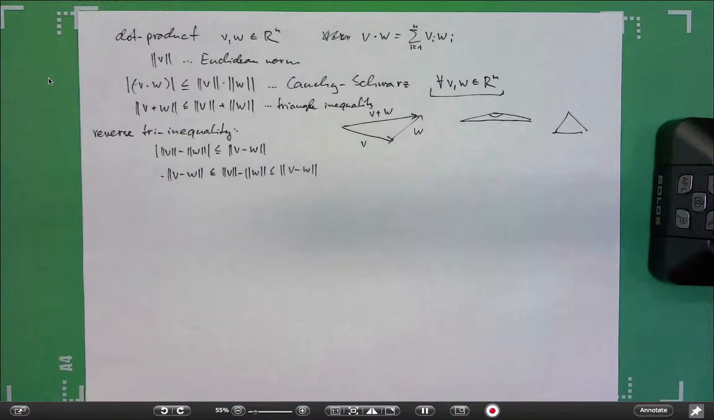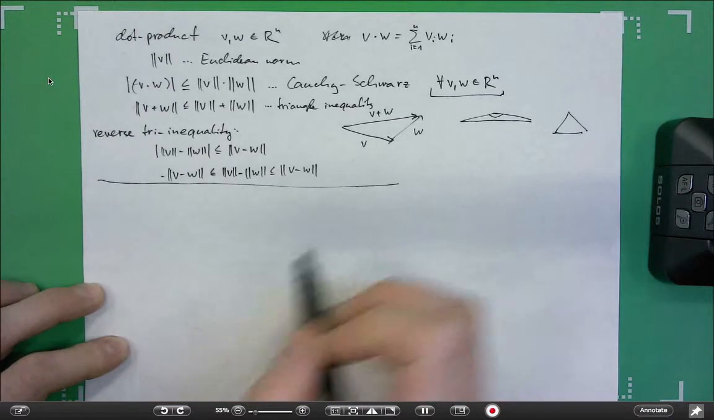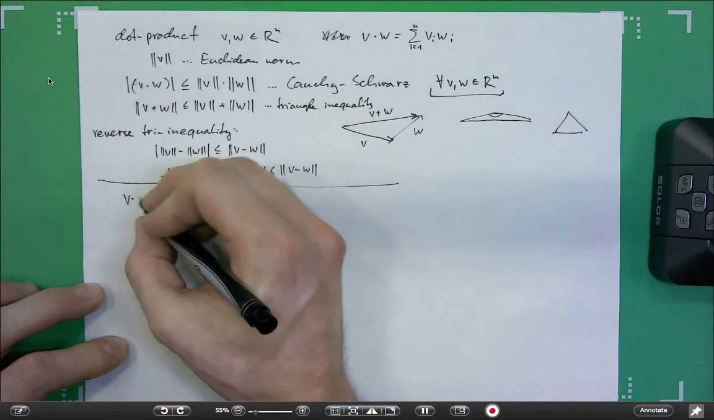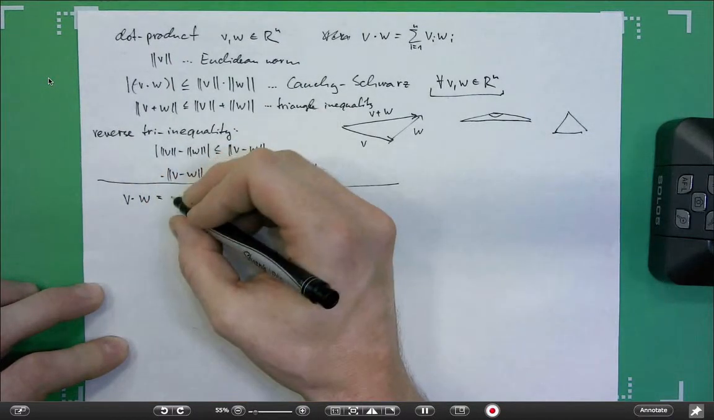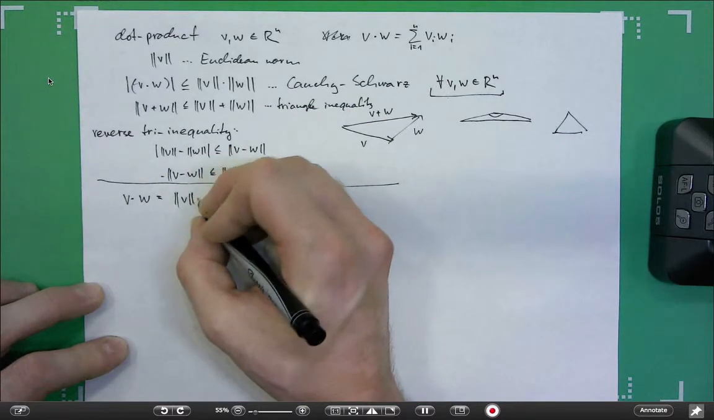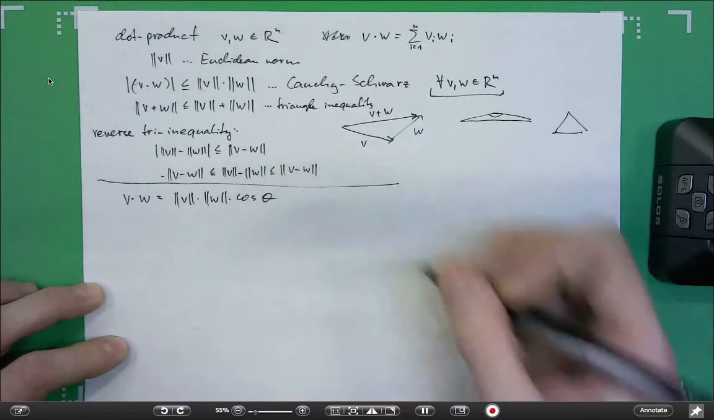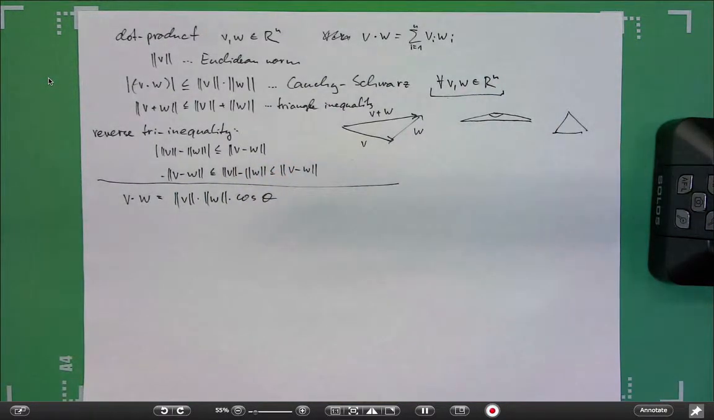And the most important thing we got to during the last lecture is the geometric interpretation of the dot product, and that is the following formula. That means that the dot product between v and w is equal to the norm of v times the norm of w times cosine theta, where theta is the angle between the two vectors.